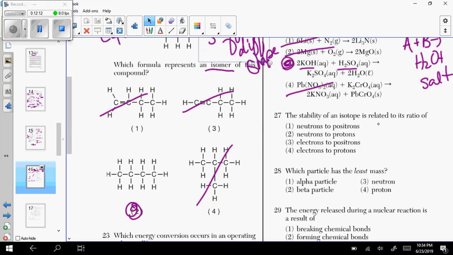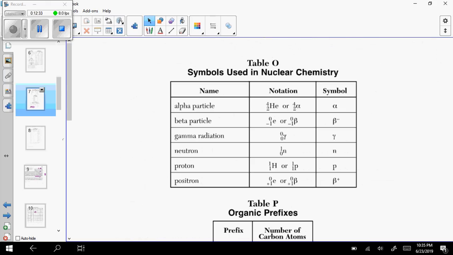27. The stability of an isotope is related to the ratio of neutrons to protons. The particles in the nucleus. Which particle has the least mass? All right. We can go over here to table O. The mass is the top number. So an alpha has a mass of 4, so that's high. A beta or an electron has a mass of 0. A neutron has a mass of 1, and a proton has a mass of 1. So the one with the least is a beta or an electron.